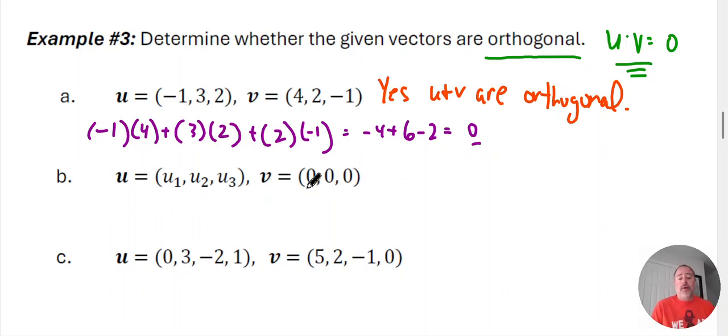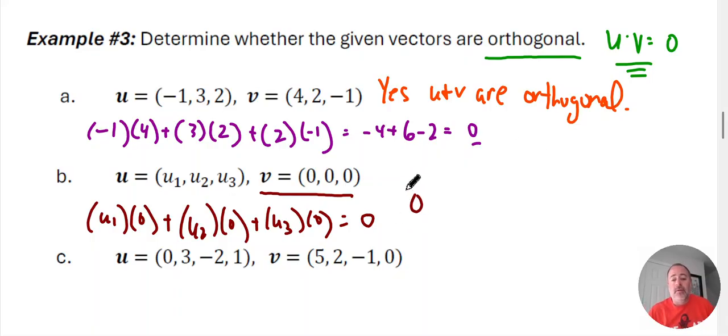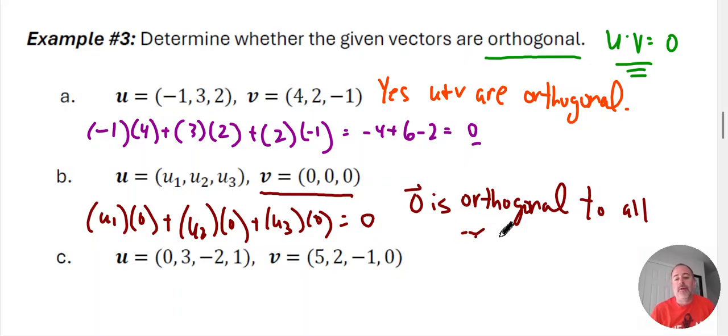Similarly, what happens when we dot something with our 0 vector, right? So anything that we do here, you're going to obviously see that u sub 1 times 0 is obviously going to be 0. u sub 2 times 0 will also be 0, and then u sub 3 times 0 will also be 0. So what can we say about that? Well, we can say that the 0 vector is always orthogonal to all vectors, every single one of them. Because when you dot this with the 0 vector, you're obviously going to get 0.